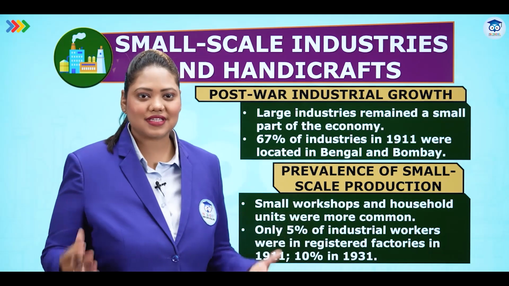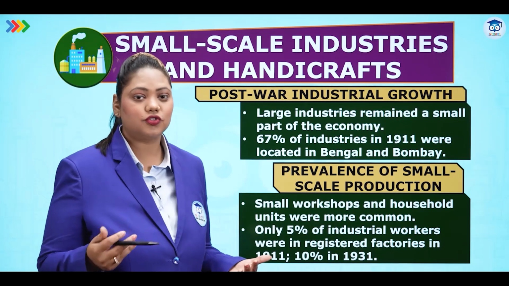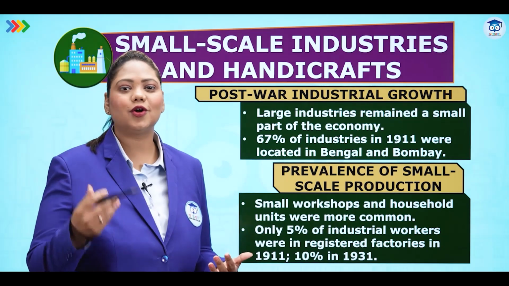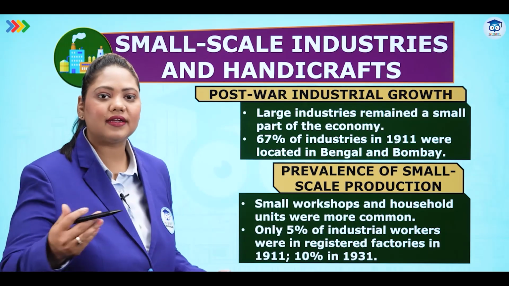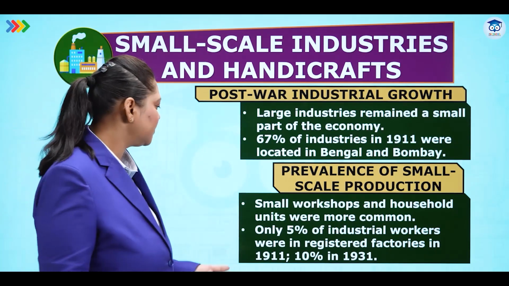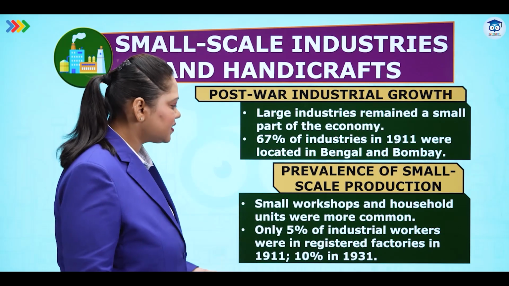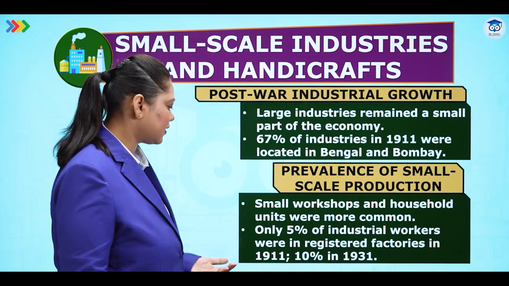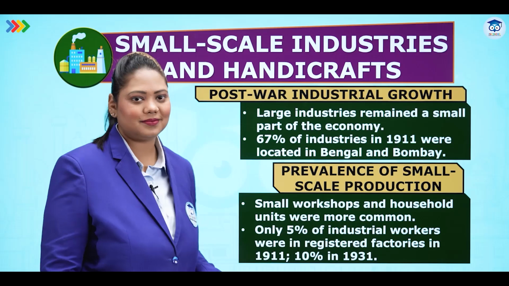Prevalence of small-scale production. We know that there are large industries, cotton production, jute production, but still we had a lot of rural industries also at this time, and that is why they were prevalent as small-scale industries. Small workshops and household units were more common. Only 5% of industrial workers were in registered factories in 1911 and only 10% in 1931.